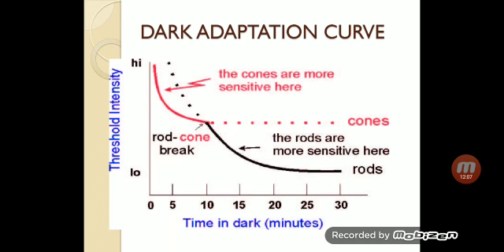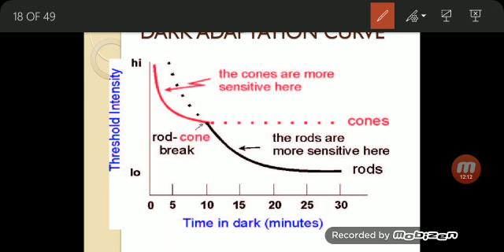Next, moving on to the dark adaptation curve. It is a curve that demonstrates the relationship between the threshold intensity and the time in the dark.